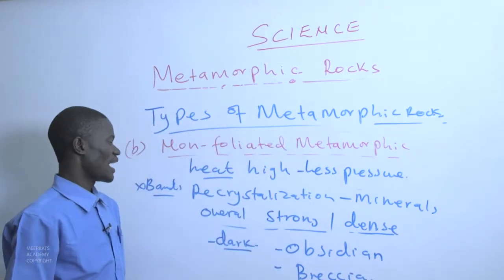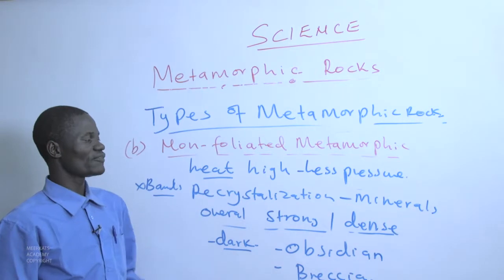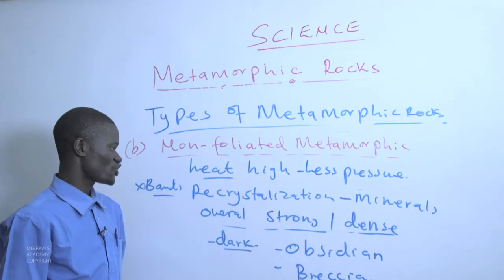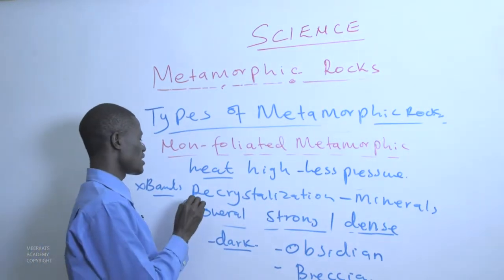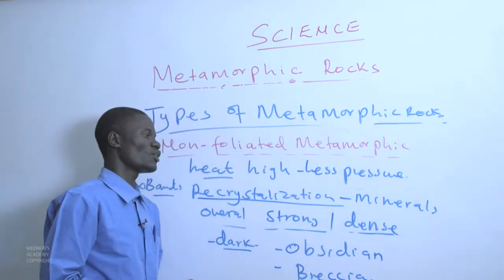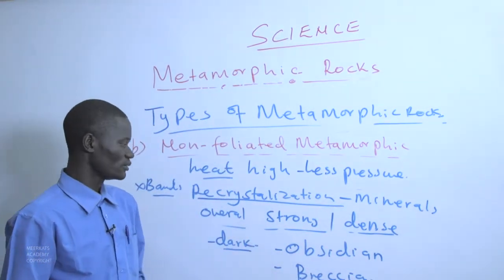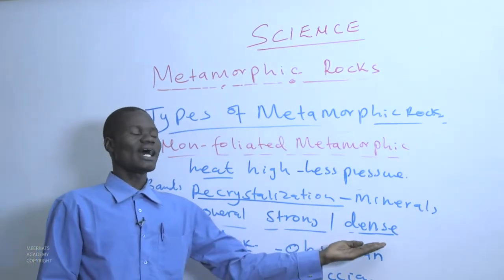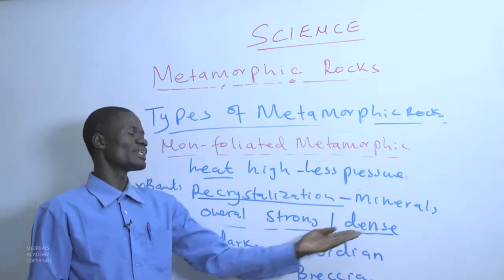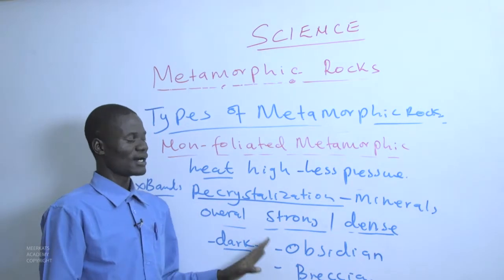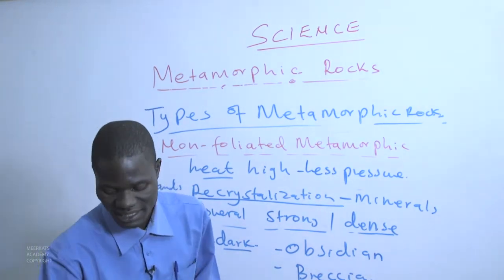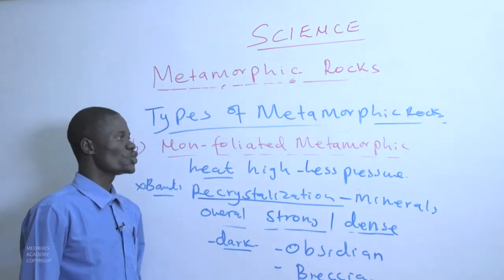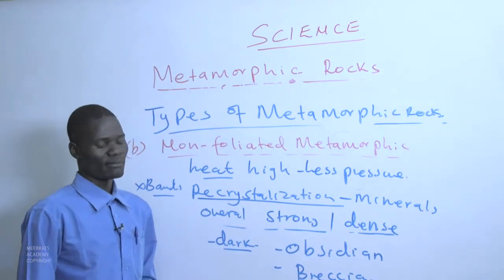They are dark, and they have no bands. They have been formed as a result of being exposed to high heat with less pressure, and their mineral content recrystallizes, or they undergo the process known as recrystallization of the minerals. This makes their overall structure very strong and denser, giving them a dark color. An example is obsidian and the breccia rock. Therefore, these are the two types of metamorphic rocks.